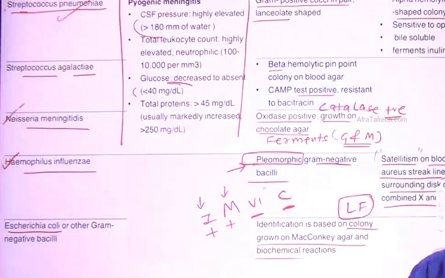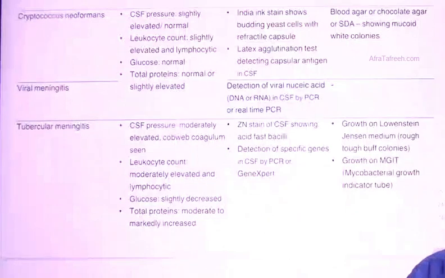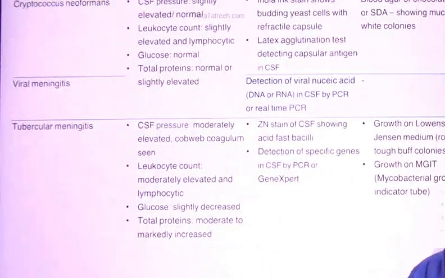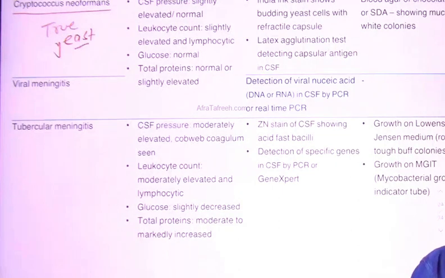Okay, so this is regarding the various ones, and the next list is this one. The next list is also very important because it is talking about the other ones which are causing subacute and chronic meningitis, like Cryptococcus neoformans. Cryptococcus neoformans is a true yeast, and the CSF pressure in these cases is slightly elevated, not very much, or sometimes it can be normal also.